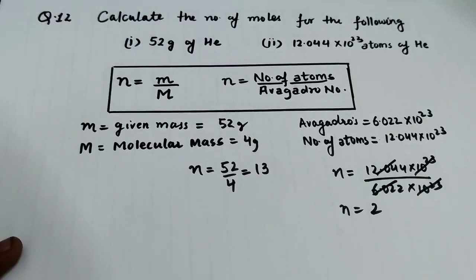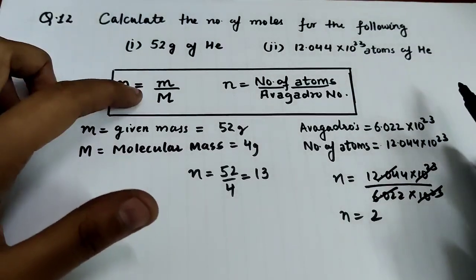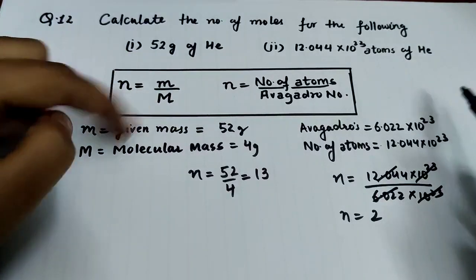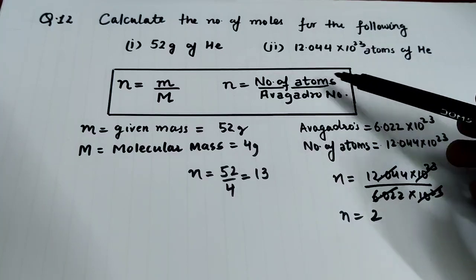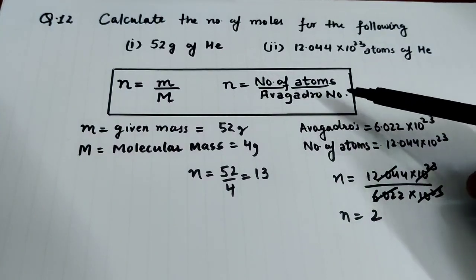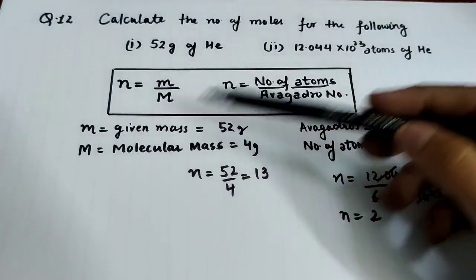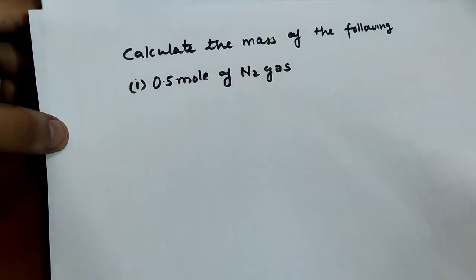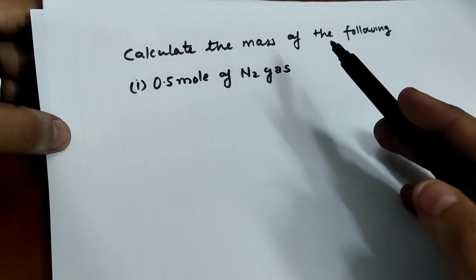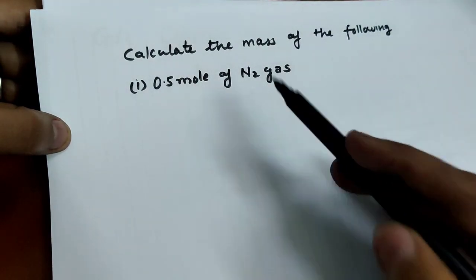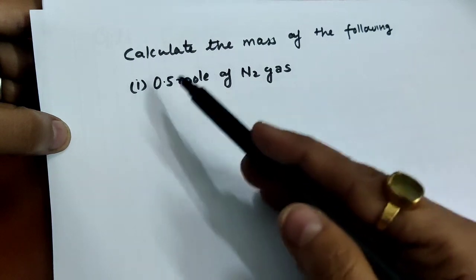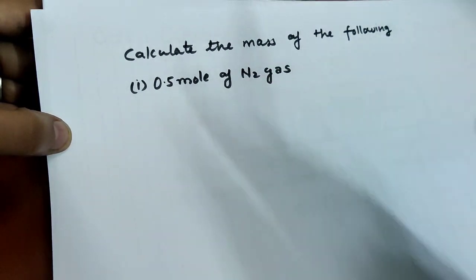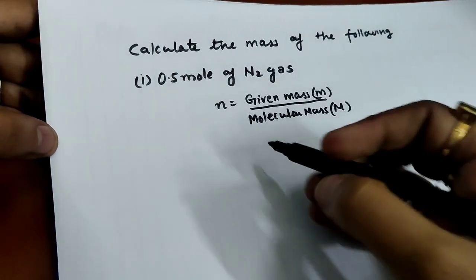So there are just two formulas to calculate the number of moles: given mass over the molecular mass, and given number of atoms divided by the Avogadro number. By these formulas we can easily calculate the number of moles. Now the next type of question is where we have to calculate the mass of the following moles. So this time mole is given to you, you know the molecular mass, but now you have to calculate the given mass. So now we will put the value here.